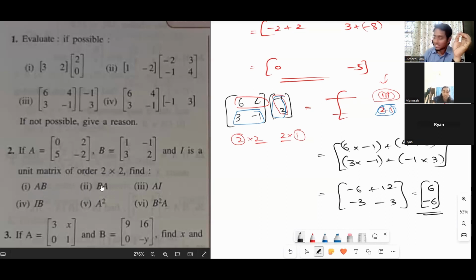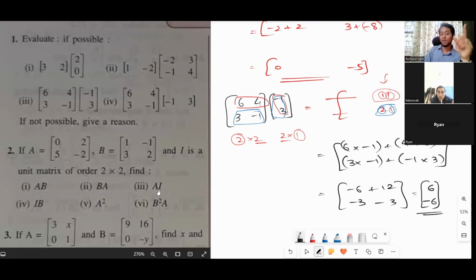But when you do it for matrices, anyone got the answer? Did you get the same answer for A into B and B into A? Different. You'll get different answers. So that property where you can do A into B or B into A does not work for multiplication of matrices. You get different answers. So you have to find A into B, and for B into A you have to do B into A. Write it the other way.